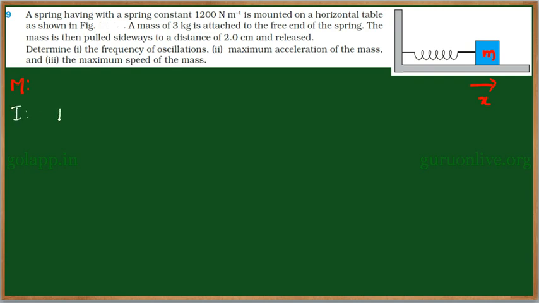The spring constant is given, that is K is equal to 1200 Newton per meter, and the mass which is attached to the spring is given, that is M is equal to 3 kg. It is given that the mass is pulled sideways to a distance of 2 centimeters. So X is equal to 2 centimeters, that is equal to 2 into 10 to the power of minus 2 meters, and this can be taken as the amplitude of the oscillation also, because after pulling to that much end, if we release that mass, it will oscillate to and fro and make the same amplitude. Assume that there is no friction between the mass and the table.